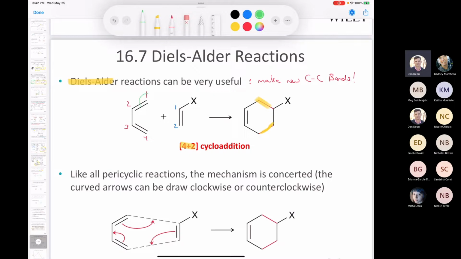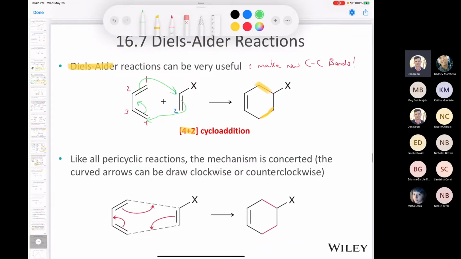And of course, you've got to be able to draw the curved arrows for a Diels-Alder reaction like this. Again, you saw that the mechanism is concerted. You can draw it clockwise. However, I can delete all those arrows and you can draw it counterclockwise. You're going to get the exact same thing. It doesn't matter if you draw the arrows clockwise or counterclockwise. Either way, you're going to get the same product.